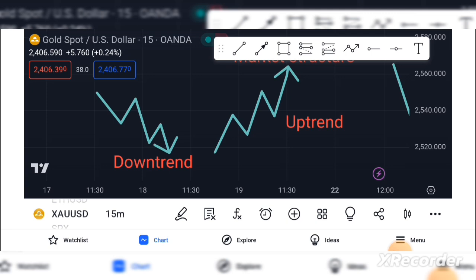I'm having a notification that gold is about to break some levels, so let me check with my other phone over here now.